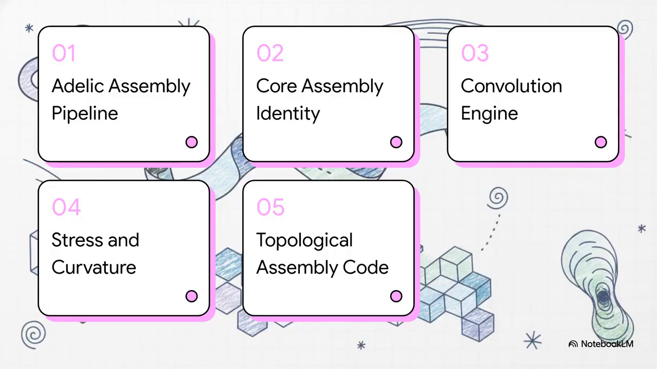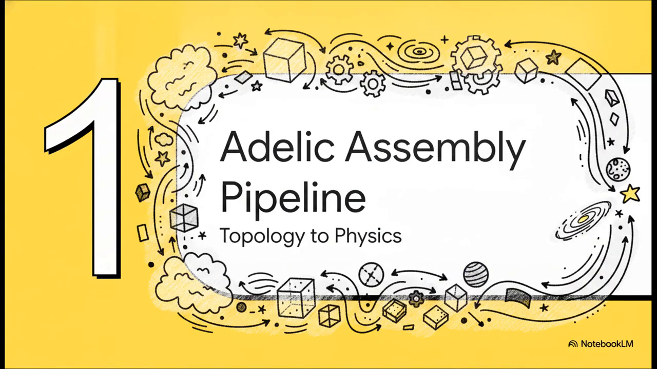Here's our mathematical roadmap for today. We'll start with the Adelic assembly pipeline, move into the core assembly identity, explore the cross-channel convolution engine, break down arithmetic stress and curvature, and finish up with the topological assembly code. So, Part 1, the Adelic assembly pipeline, translating topology to physics.